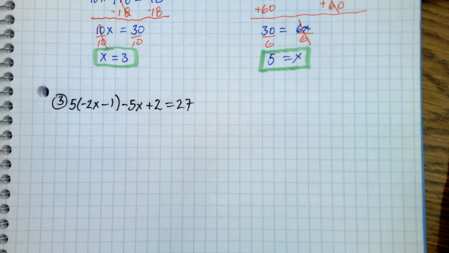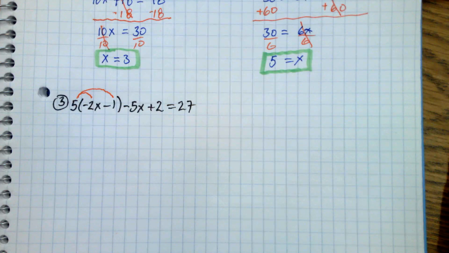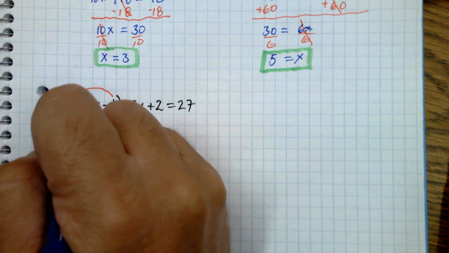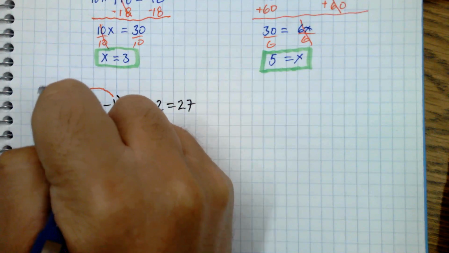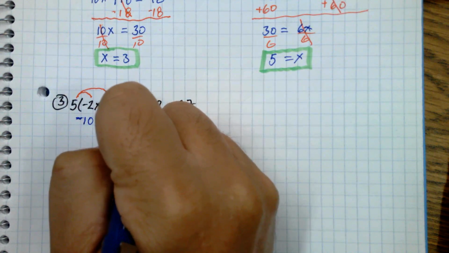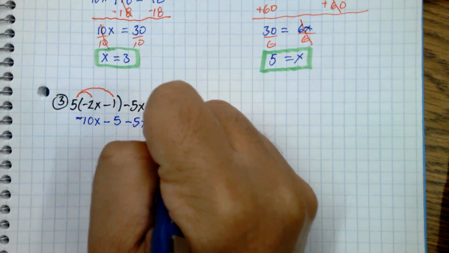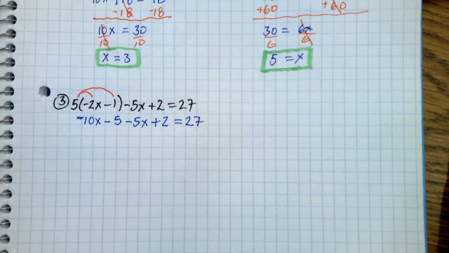Okay. So let's see. What's our first move? Distribute. If you see parentheses, we will distribute. We'll explore the exceptions to this in other lessons, but definitely here we want to distribute. Let's see, that's 5 times negative 2x. That's negative 10x. And then minus 5, minus 5x, plus 2 equals 27. All right. So we distributed.